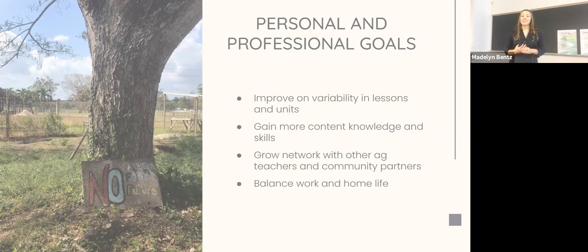Next, I want to gain more content and knowledge skills. I know I'm never going to know everything, but I want to gain as much knowledge as I can about agriculture and about people and about everything that this industry encompasses. As I've mentioned before, I think that networking with others is so important to being a professional and to also having an effective program. So I want to grow my network with other ag teachers as well as other community partners. Finally, we come to the age-old question of how do we balance work and home life? So that is another goal that I have.